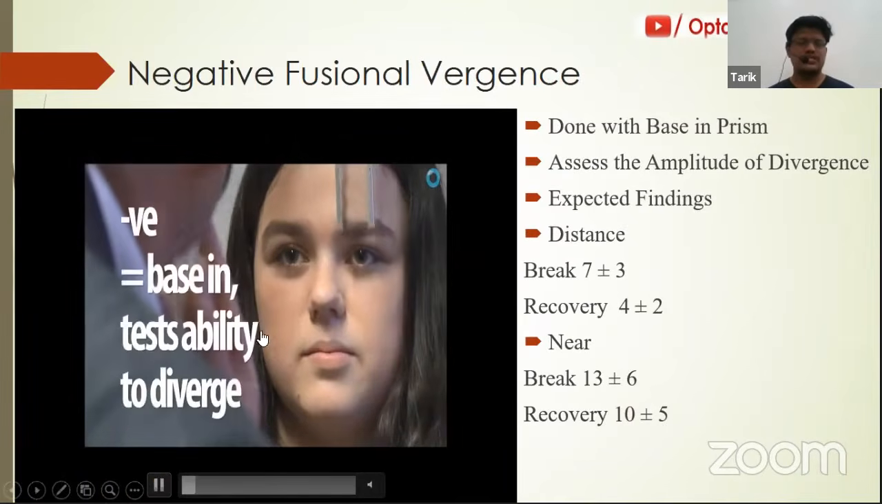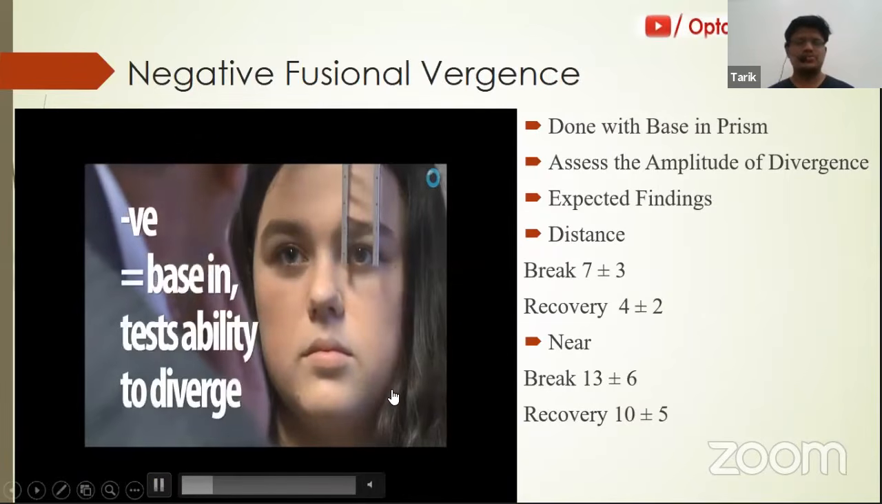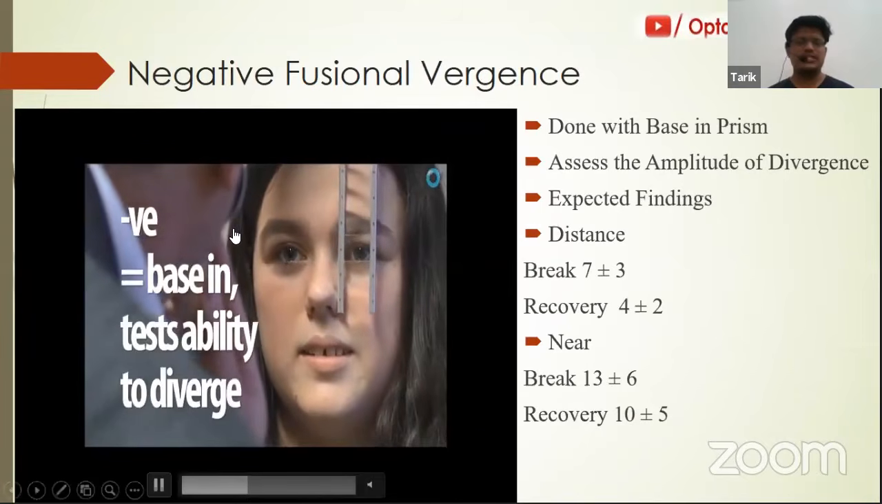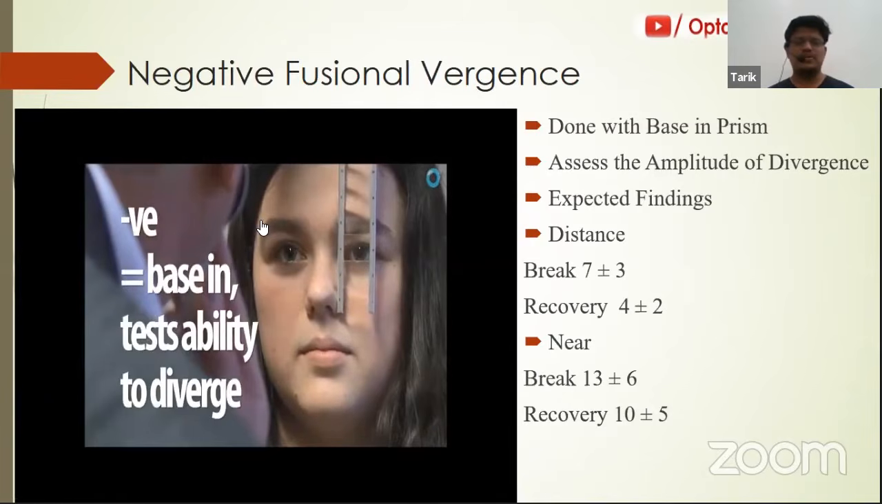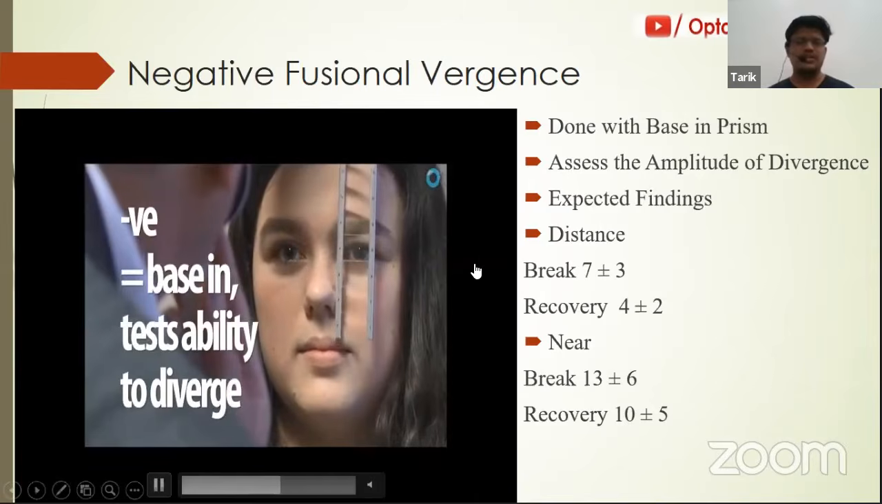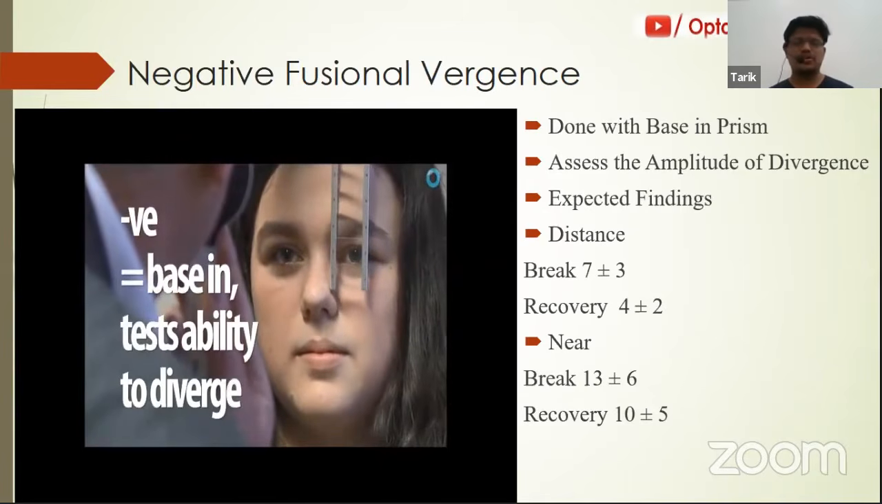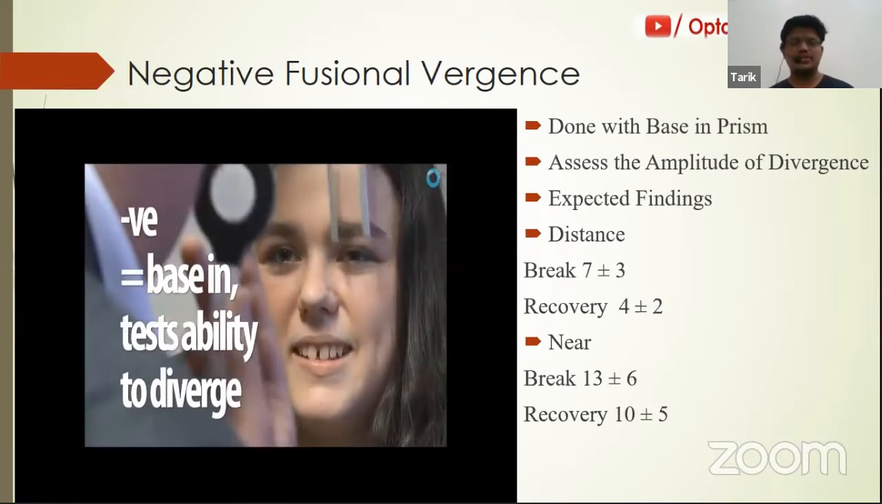Here we are assessing the ability to diverge for the patient. You keep the prism bar base in, and here we are testing it for near distance. The examiner has kept a target right in front of the patient and asks him to tell whenever it is double. The moment it is double, that is the point of break. You record it as the break point with the values written at the side of the prism bar. Then you again reduce it to get the value for recovery. You repeat it at least 2 or 3 times to confirm your value. So this is how you do negative fusional vergence.